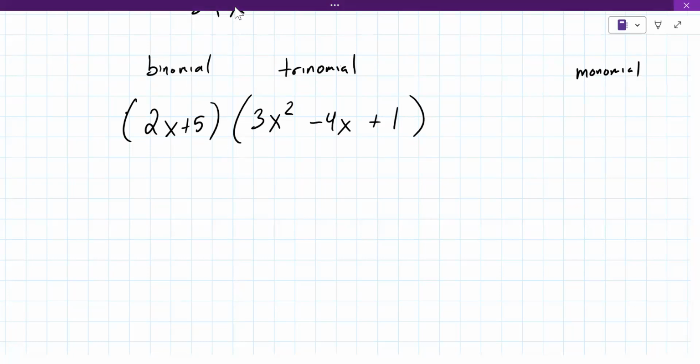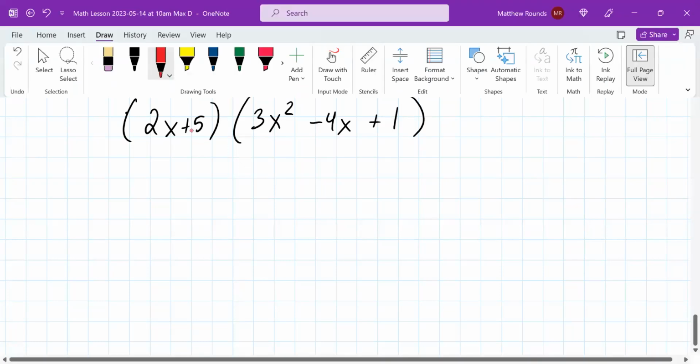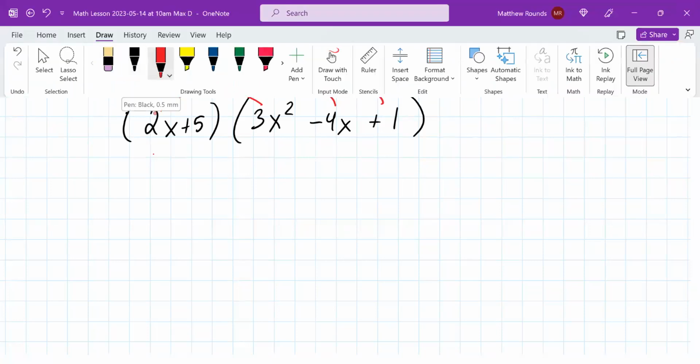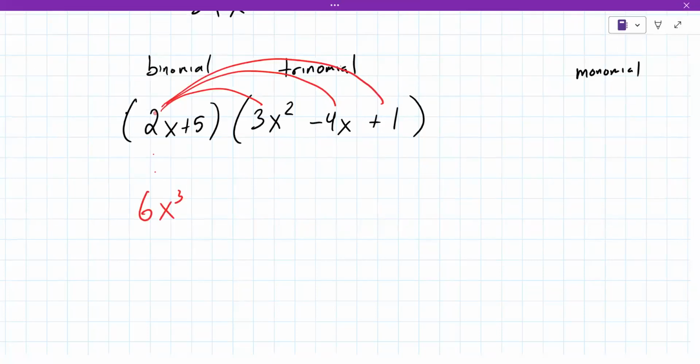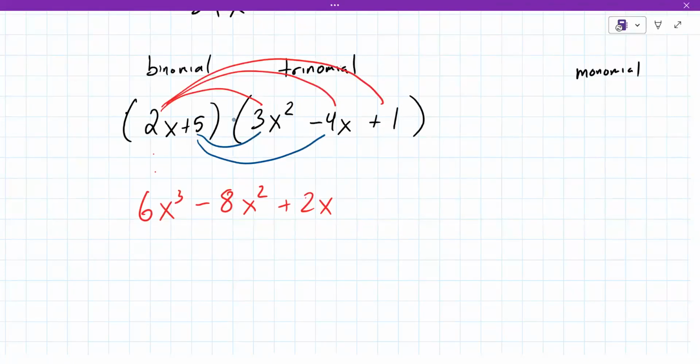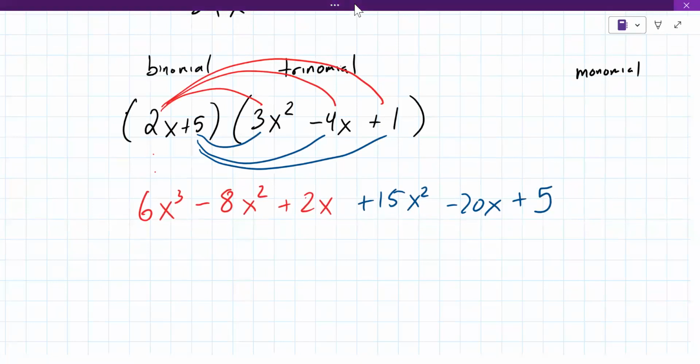So the way to do this multiplication is you have to take this 2x and multiply it by everything. You probably remember this. Becomes 6x cubed minus 8x squared plus 2x. And then you do the same thing for the other term. 5 times 3x squared, 5 times minus 4x, 5 times 1. So plus 15x squared minus 20x plus 5, like that.